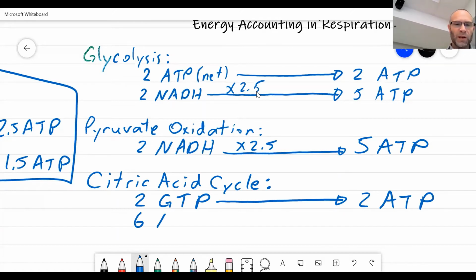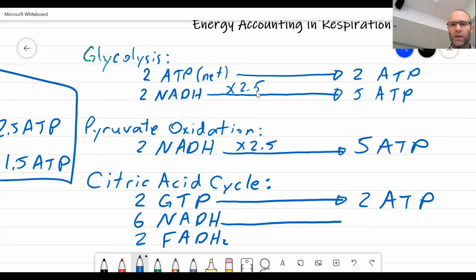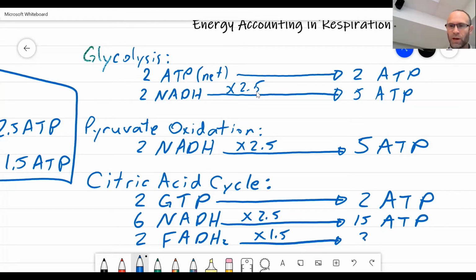We made 6 NADH, and we made 2 FADH2s. Okay, so the 6 NADH, we're going to multiply that by 2.5. So I just got to think for a minute. That is 6. Okay, that's 15. And then the FADH2, we're going to multiply by 1.5. So 1.5 times 2 is, of course, 3 ATP.